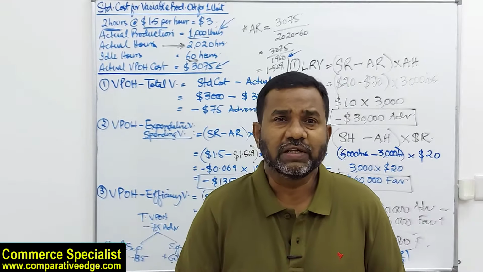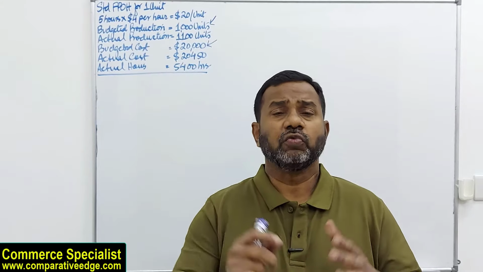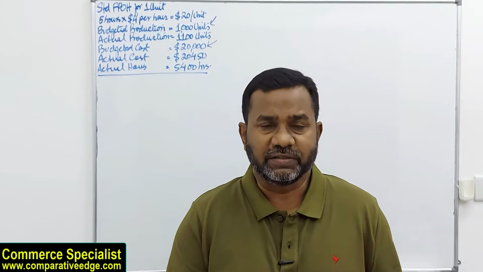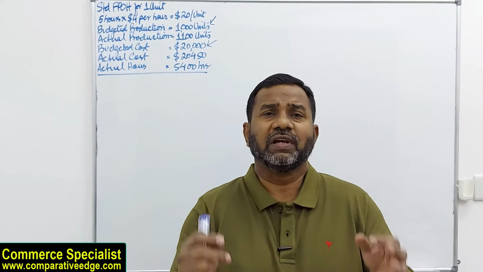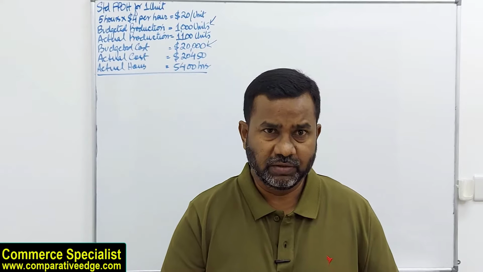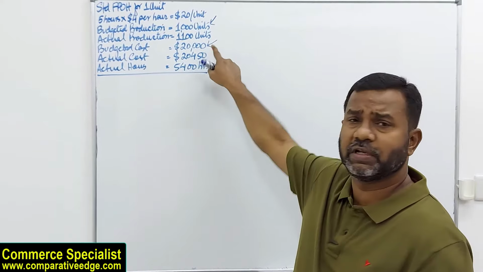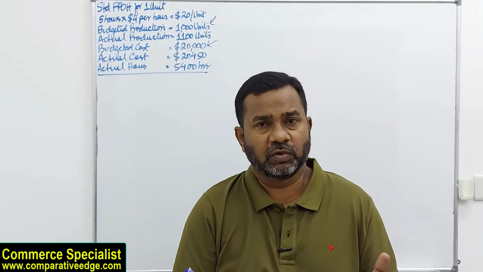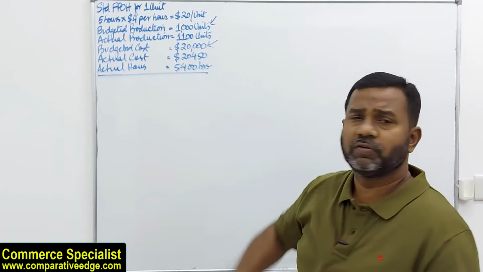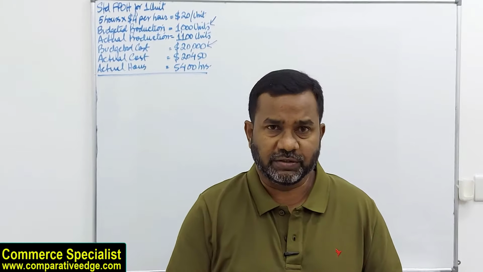Now I'm going to discuss the variances related to fixed production overhead. Guys, to understand fixed production overhead, we need to know what it is. The classic example for fixed production overhead is rent of the factory. So the budgeted overhead cost, which is 20,000, is actually the budgeted rent of the factory. And what is the budgeted production? 1,000 units. The company plans to manufacture 1,000 units.